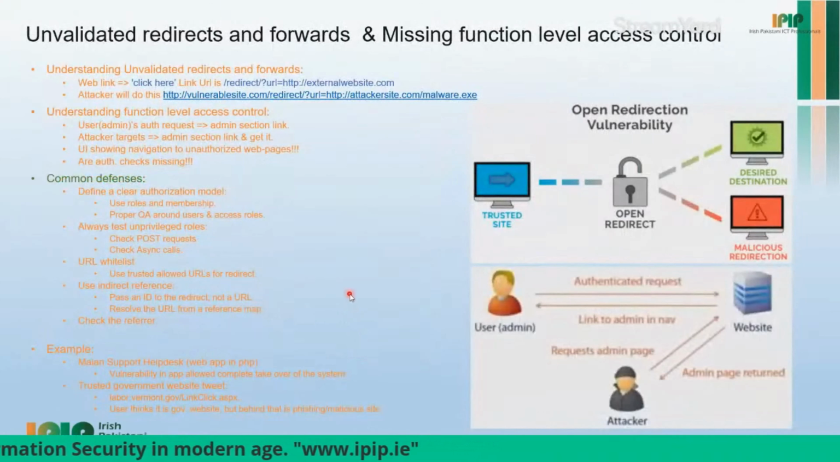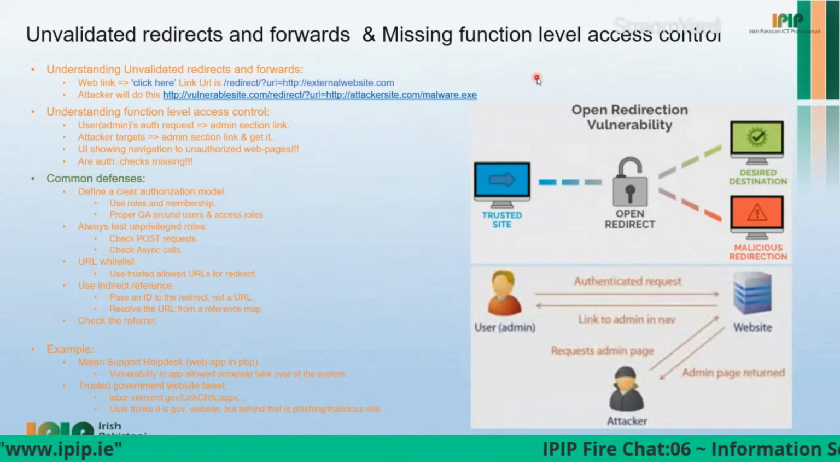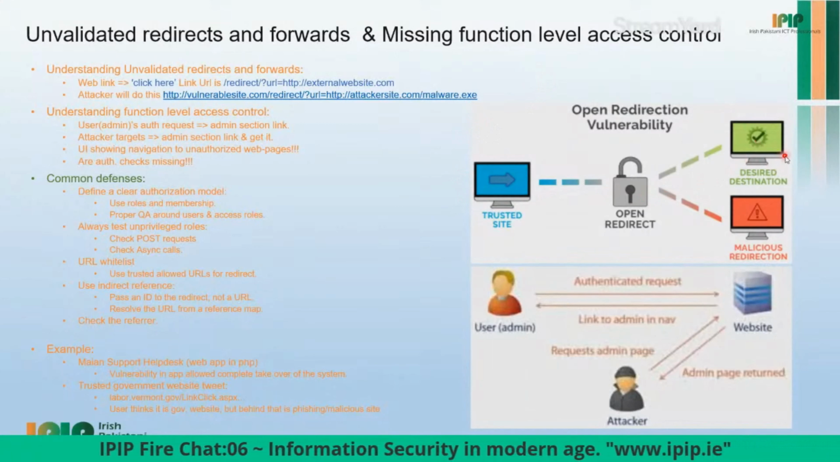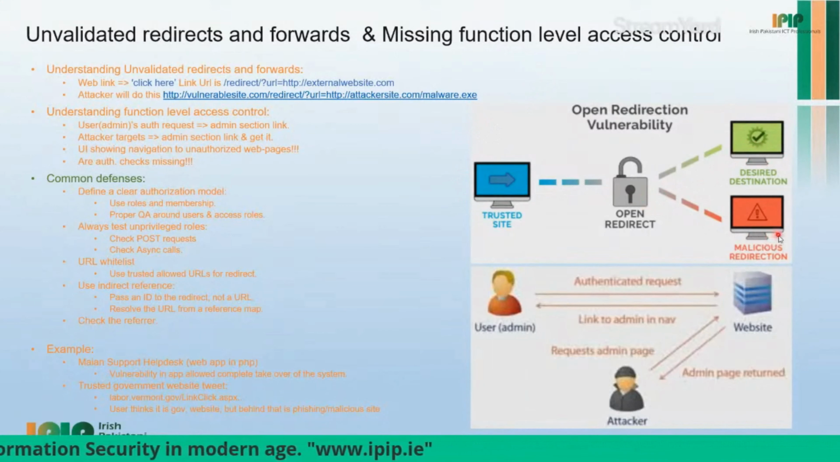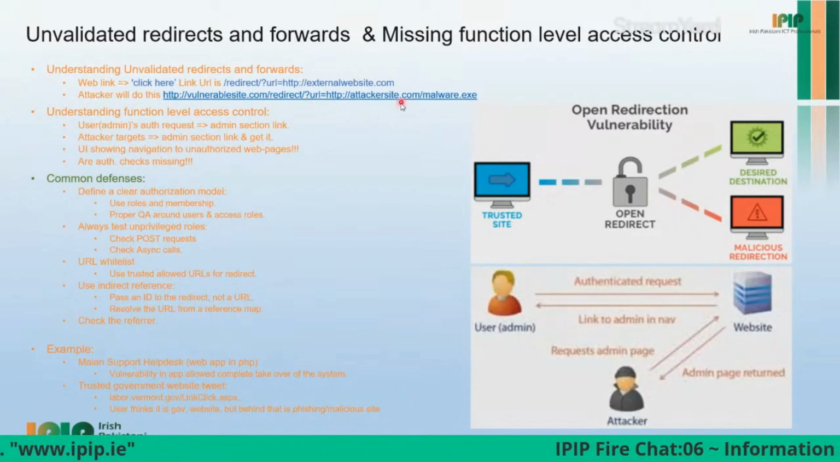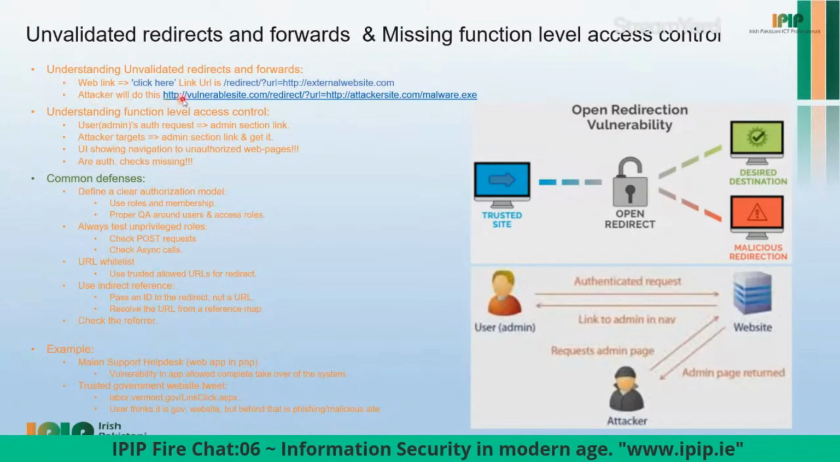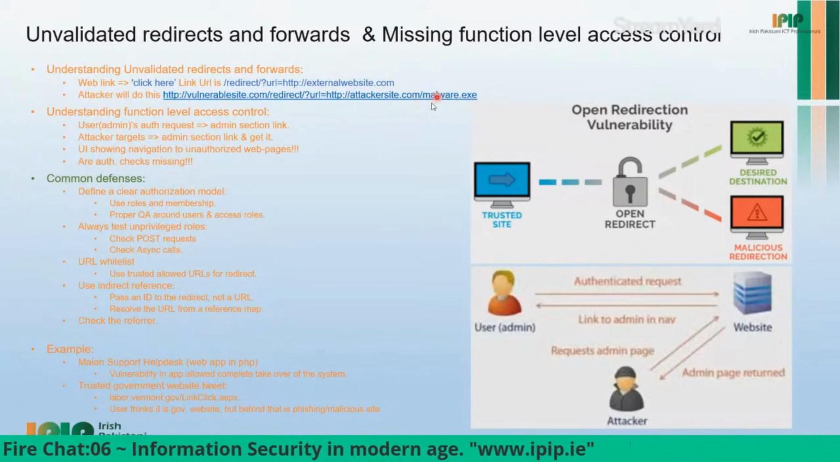The next one is unvalidated redirects and forwards and missing function level access control. Here you're going to a website through a link, which is the desired destination. Instead of this, you're going to a malicious redirection because the attacker is giving you this information. You're going to click here on this website, but instead the attacker can give you another website where malicious code can run.